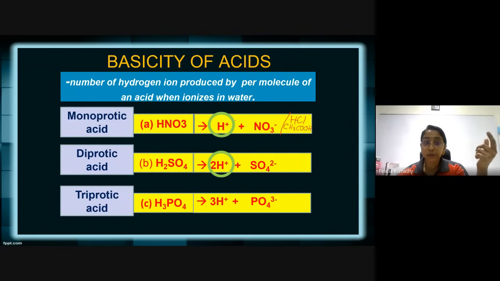Apabila kita cakap pasal monoprotic acid, pelajar, anda mesti kena kenal apakah jenis acid yang boleh diklasifikasikan sebagai monoprotic acid. Nitric acid, asid hidroklorik dan asid ethanoik. Ingat, asid ethanoik adalah monoprotic acid. Mengapa? Sebab walaupun dia separa mengion dalam air, dia masih menghasilkan 1 mol hydrogen ion per molecule of the acid.